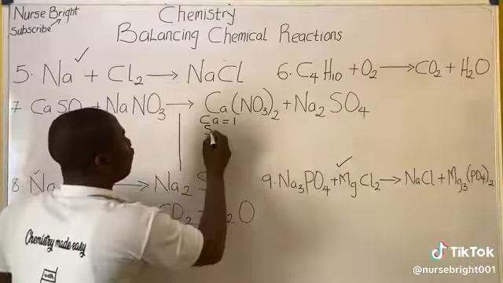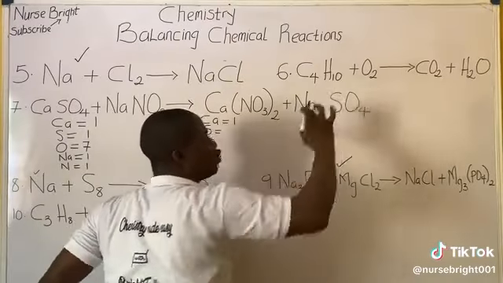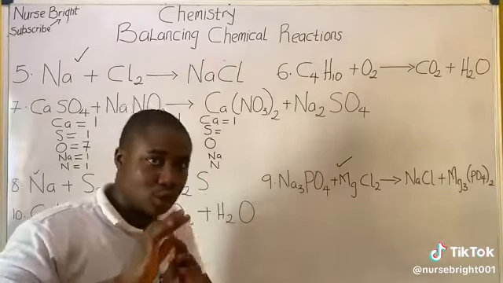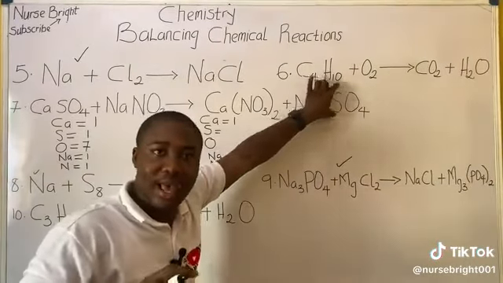So let's check sulfur. At the right hand side, we have just 1 sulfur. This one does not have brackets. So we have just 1 sulfur. Are you there? It's very simple.